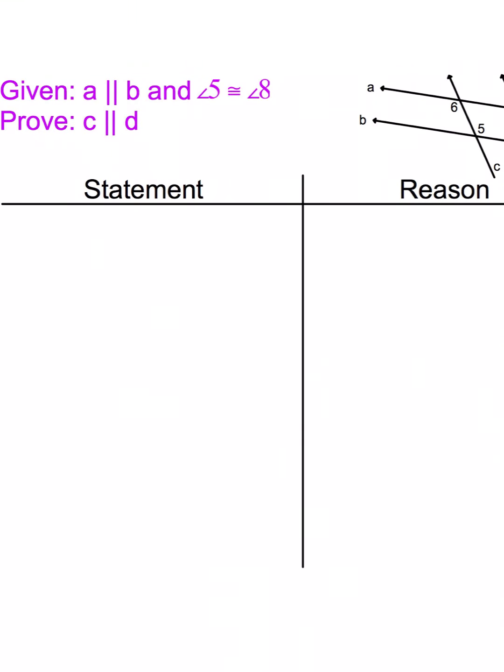Okay, so we're going to go ahead and try another one now. This one's a little bit more complicated because we're actually given a pair of parallel lines. We're told A and B are parallel, and we're told that angle 5 is congruent to angle 8. And then from here, our goal is to prove that C and D are parallel to each other. Okay, so just like every proof, let's go ahead and write it down. So I've got 1, A is parallel to B, and angle 5 is congruent to angle 8. And of course, our reason is given.